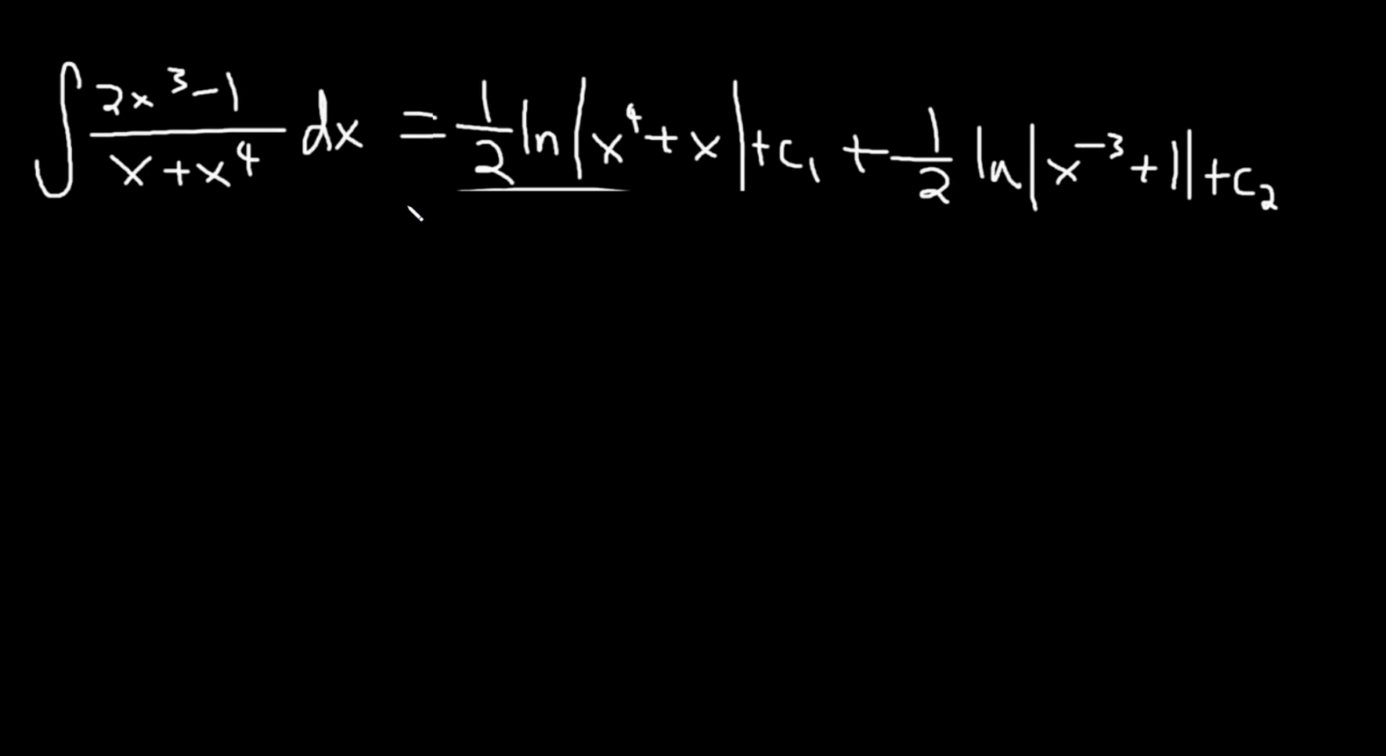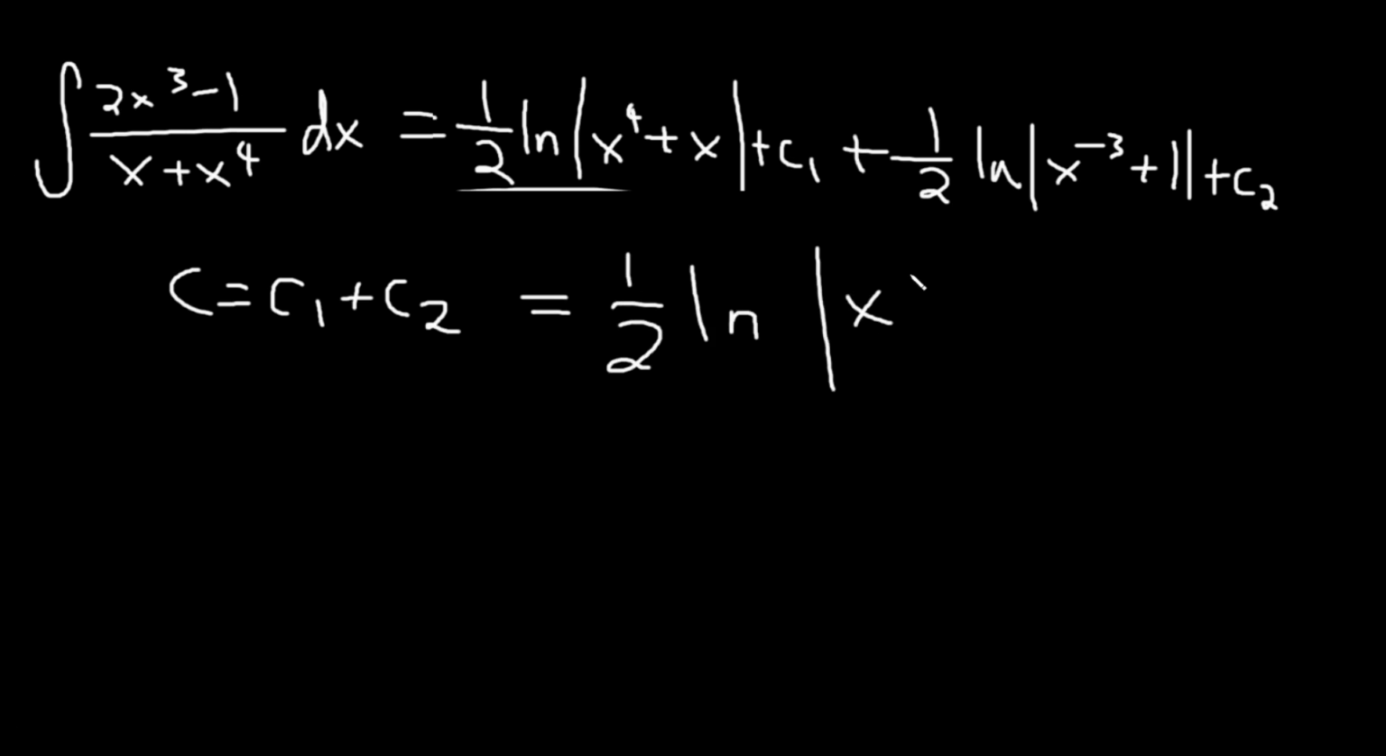So now we are finally ready to finish up this integral. We have the original integral is equal to 1/2 times the absolute value of x to the 4th power plus x plus c1 plus 1/2 times the natural log of x to the negative 3rd power plus 1 plus c2. Now let's combine these constants by letting c equal to c1 plus c2. Now while we're at it, we can also combine these natural logs together using logarithm properties into 1/2 times natural log of absolute value of, now we have x to the 4th power plus x times x to the negative 3rd power plus 1 and then plus c.